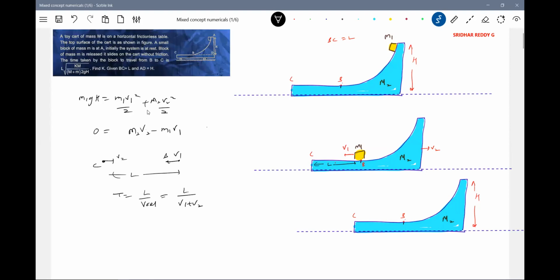Here is where most students went wrong. Nothing to do with treating point C as having velocity V2 and point B, not point B, the block. You have to discuss the relative motion between the block and the point C, not point B again. I'm making things clear. So V1, V2, you know how to calculate from here.